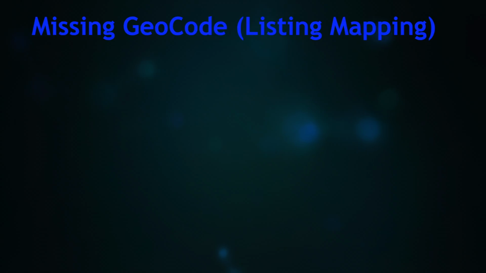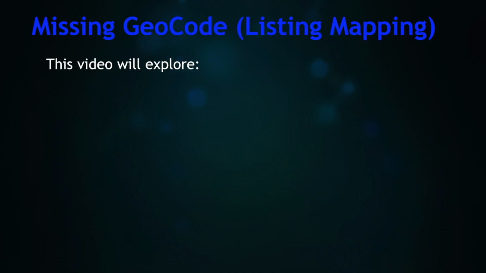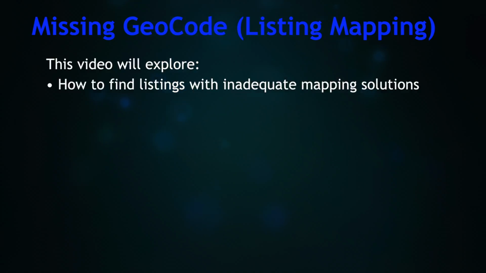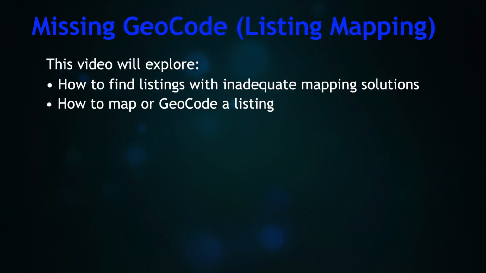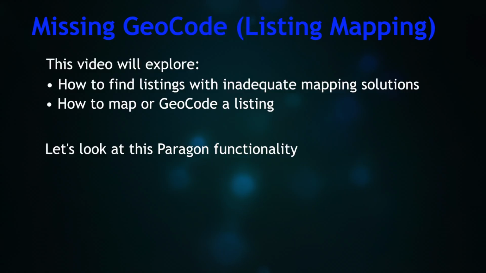This video focuses on finding your listings that are missing their geocode, or making sure that your listing has an accurate mapping solution. During this video, we're going to explore how to find your listings with an inadequate mapping solution and how to map or geocode your listing. Let's take a look at this Paragon functionality.